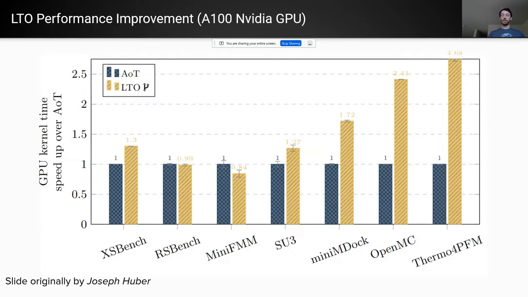Here are some results on what happens if you turn on LTO, and you see on the left these benchmarks like XSBench, SU3, and I think even MiniMDoc are single translation units, so they don't benefit from the multi-translation unit optimization. While on the right, the OpenMC and Thermo 4PFM benefit from multi-translation unit LTO, so they really get you better performance because they optimize across all of your files when you offload to GPUs.